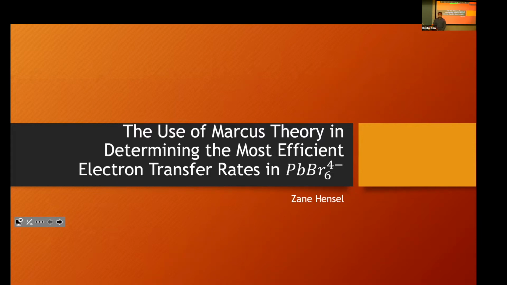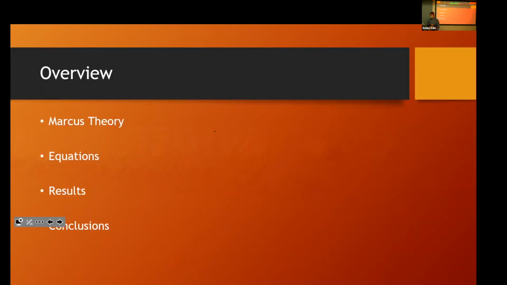Hi, my name is Zane Hensel, and I will be discussing the use of Marcus theory in determining the most efficient electron transfer rates in hexabromoplumbate -4. So a little overview of what I'm going to be talking about. I'll be talking about the Marcus theory, the equations that I used, results, and the conclusions that I came to.